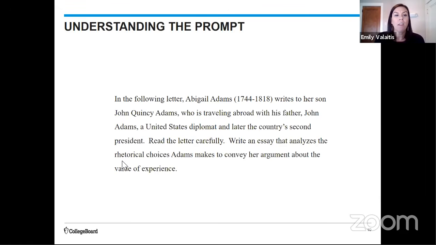It says, in the following letter, Abigail Adams, 1744 to 1818, writes to her son, John Quincy Adams, who is traveling abroad with his father, John Adams, a United States diplomat, and later the country's second president. Read the letter carefully. Write an essay that analyzes the rhetorical choices Adams makes to convey her argument about the value of experience. All right, so we just reviewed the rhetorical situation.